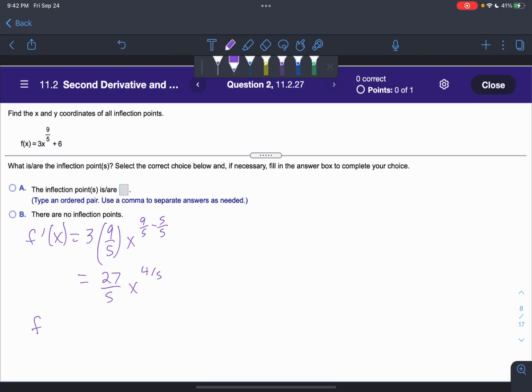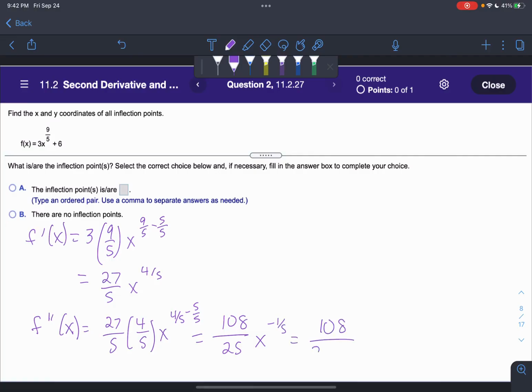And I said I am going to need it in my second derivative, so let's take that as well. Bring that power down, x, and decrease it by 1. Again, I'm going to write it as 5/5 just because it's fractions. So this gives me a derivative of 108 over 25, x to the -1/5. Or you can also write it like this if you want. So this is the 5th root of x in the denominator because this is a negative power.